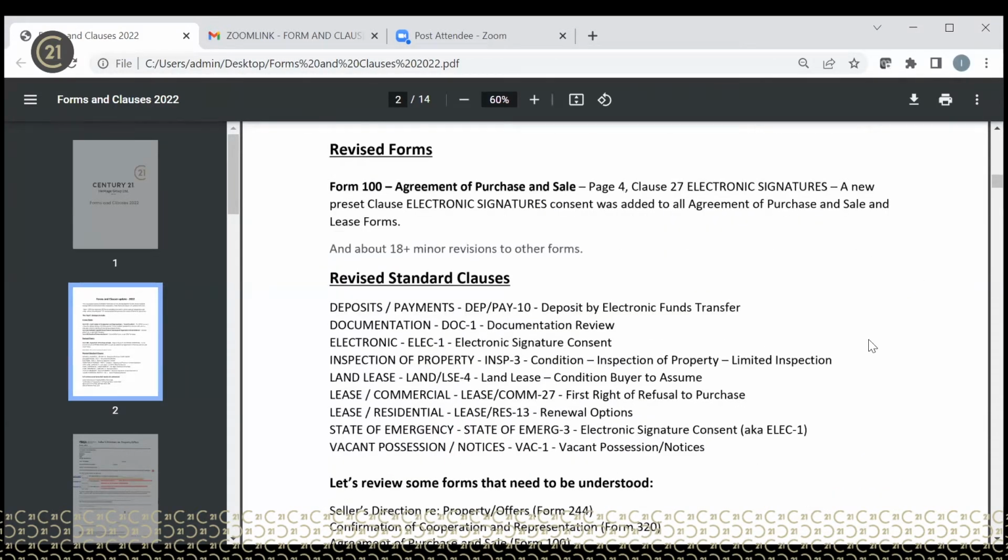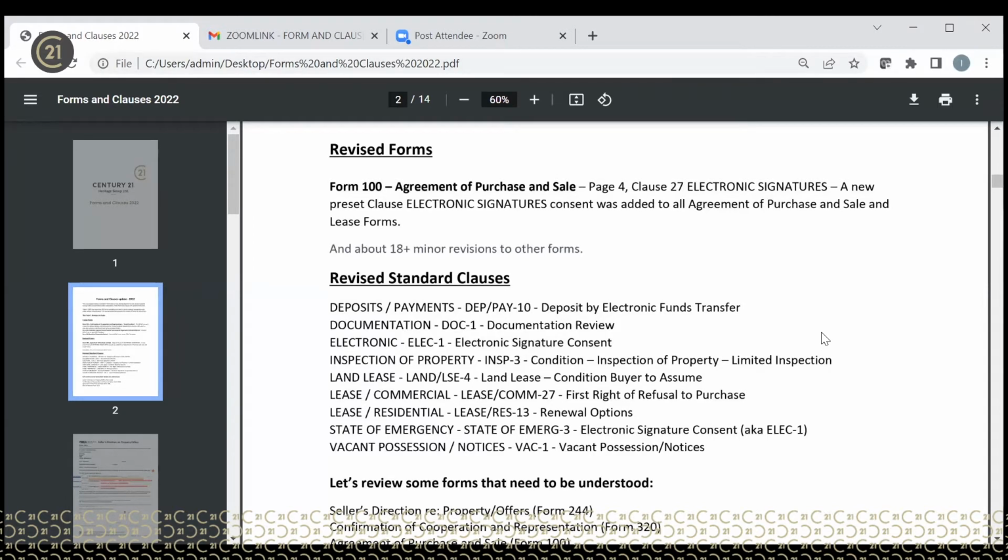They have revised some standard clauses. They've set up a clause for deposit pay by electronic funds transfer. So you can use that in addition to your standard deposit pay clause by bank draft or certified check or large value wire transfer. Documentation review, electronic signature consent. These are all newer clauses or clauses that have been edited.